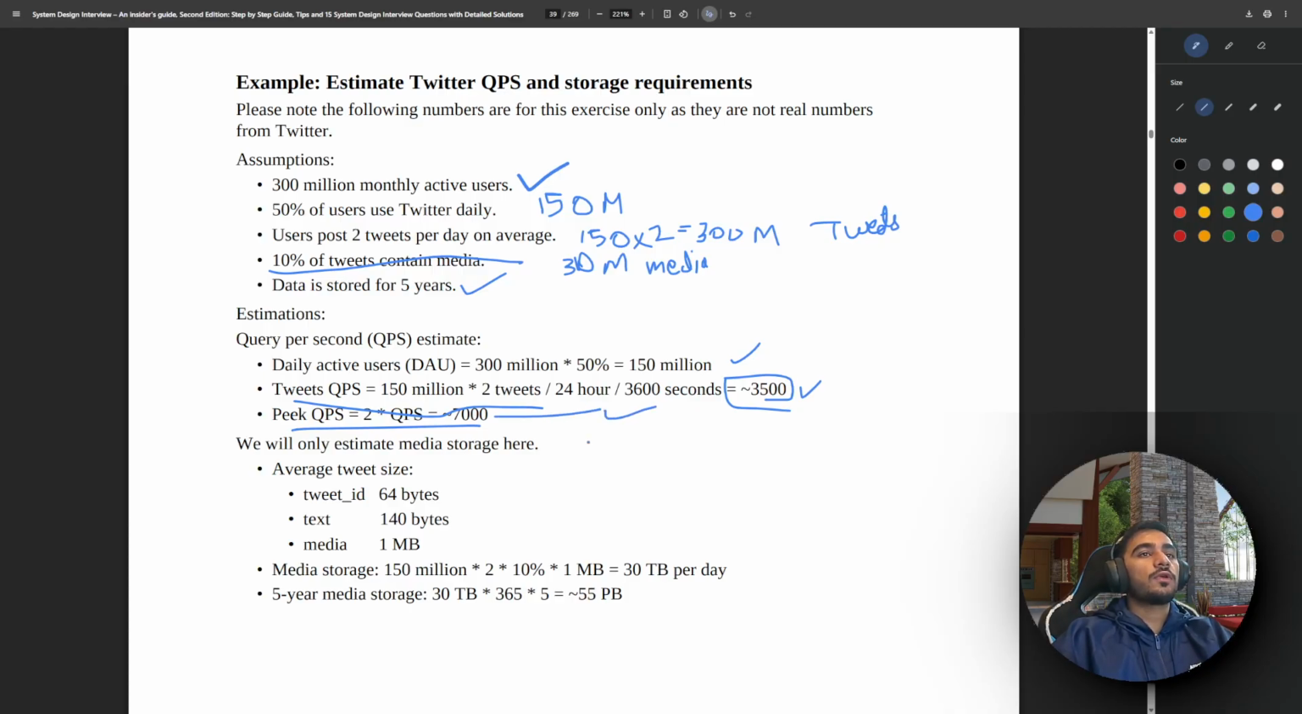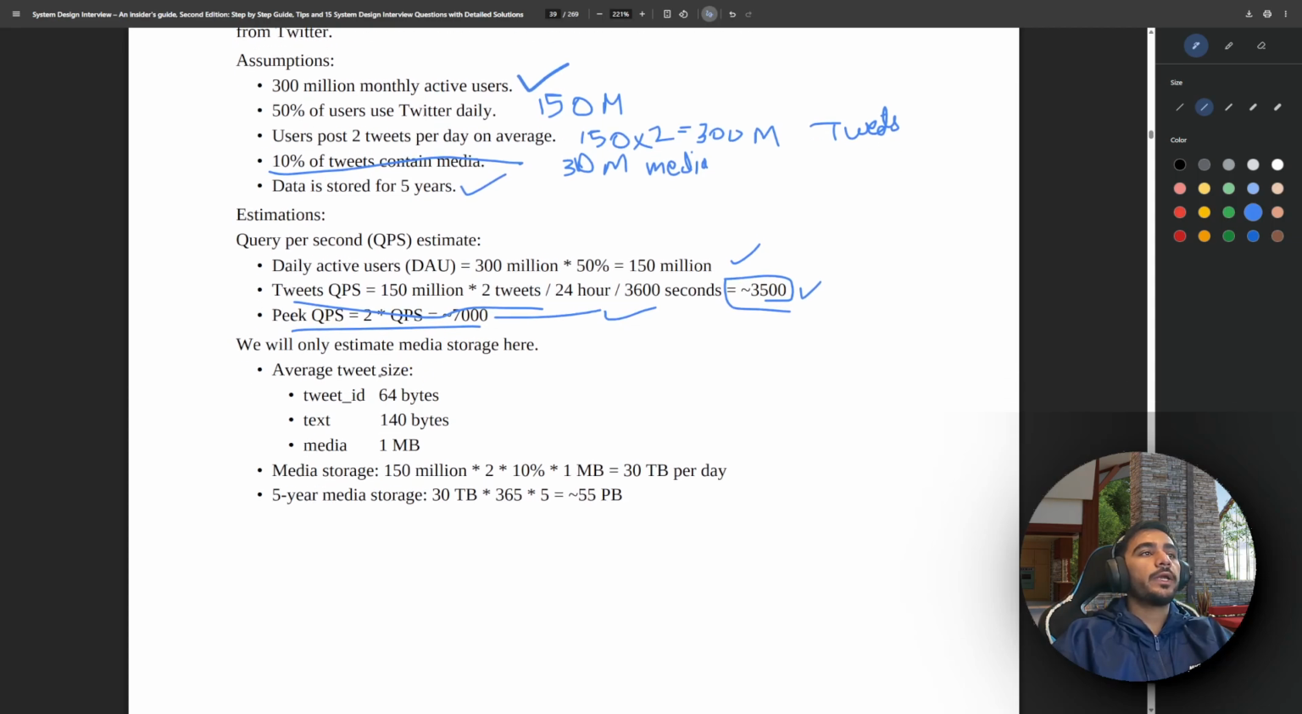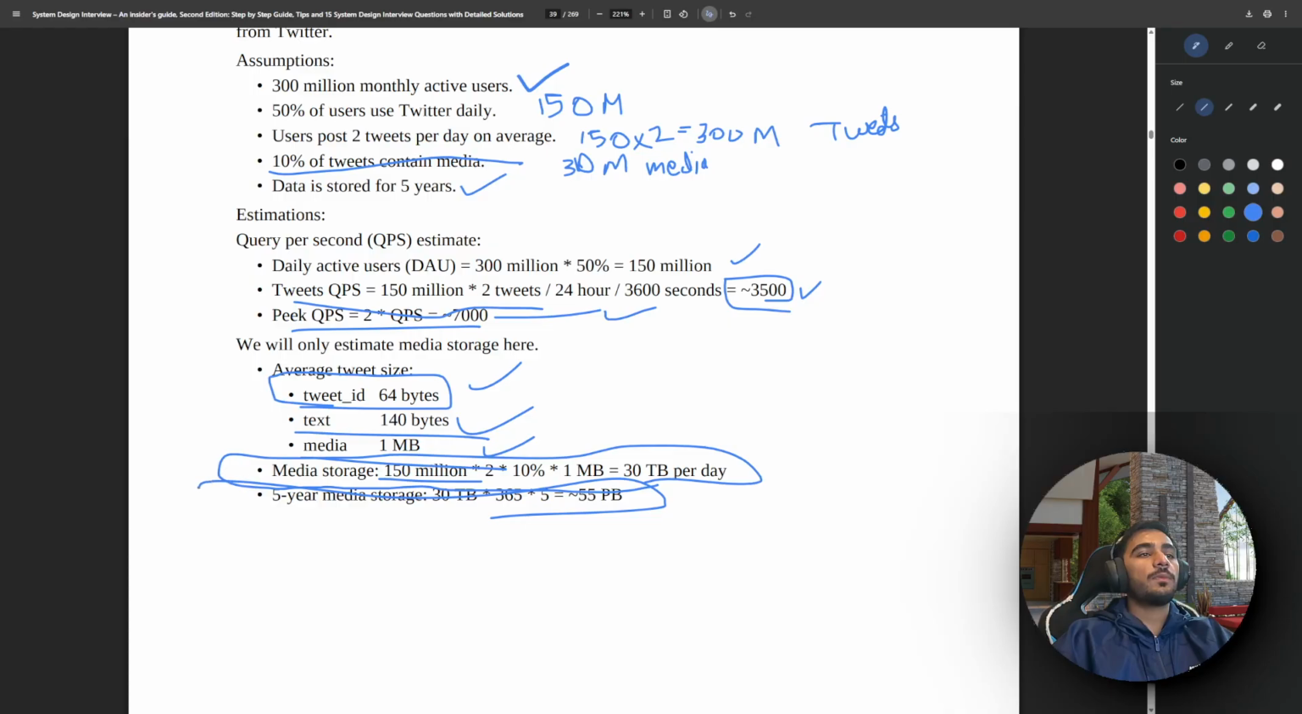Then it might go to 7000 QPS. Now media storage. So we can assume that a tweet ID will be 64 bytes, text will be stored into 140 bytes, and media 1 MB. Media storage, that is 10% of every 2 tweets that users send across 150 million users. That is 30 whopping TB per day. Now 5 year media storage, that is like 55 petabytes of data.